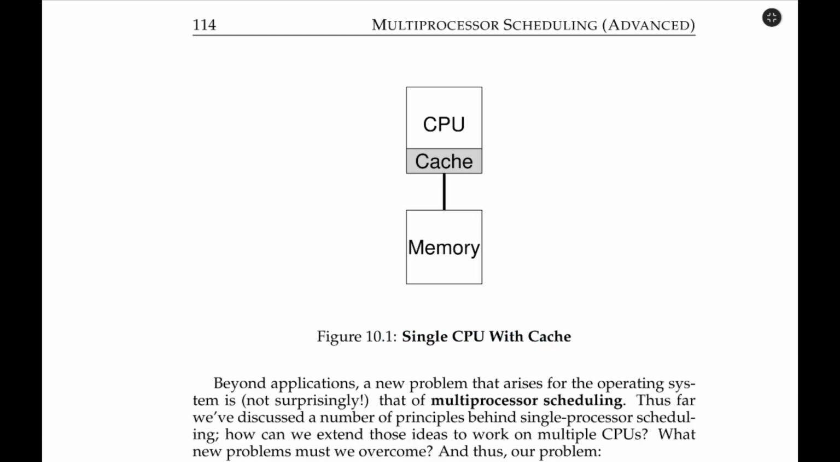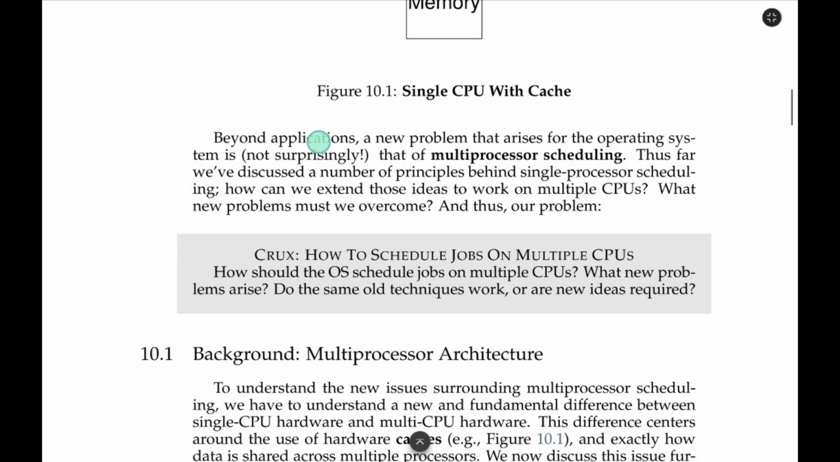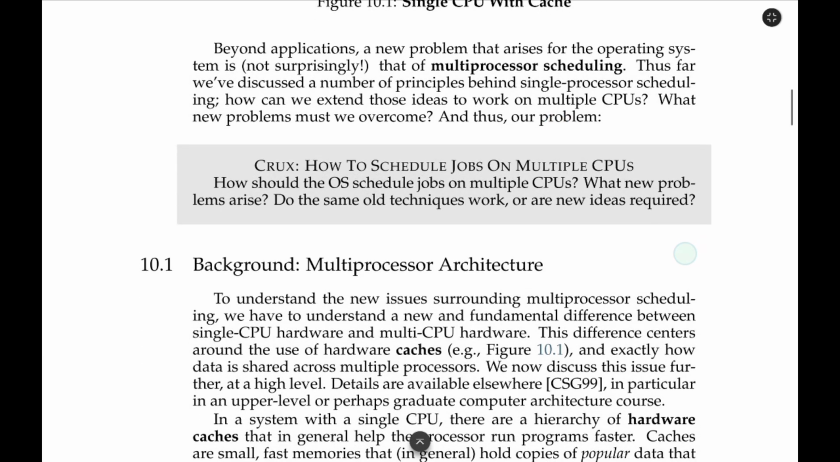Figure 10.1: Single CPU with cache. Beyond applications, the new problem that arises for the operating system is, not surprisingly, that of multiprocessor scheduling. Thus far, we've discussed a number of principles behind single-processor scheduling. How can those ideas be extended to work on multiple CPUs? What new problems must we overcome? Thus our problem. Crux: how to schedule jobs on multiple CPUs. How should the OS schedule jobs on multiple CPUs? What new problems arise? Do the same old techniques work, or are new ideas required?